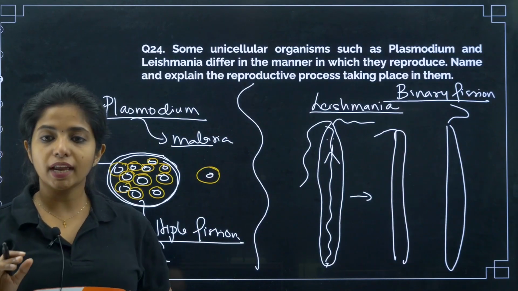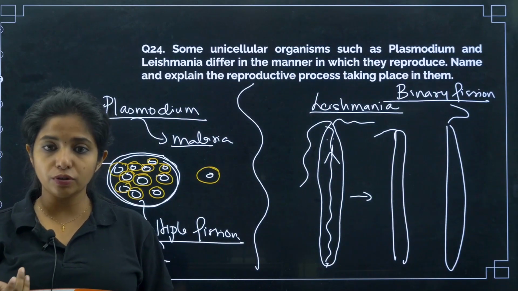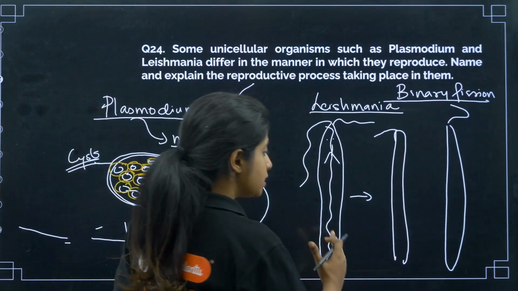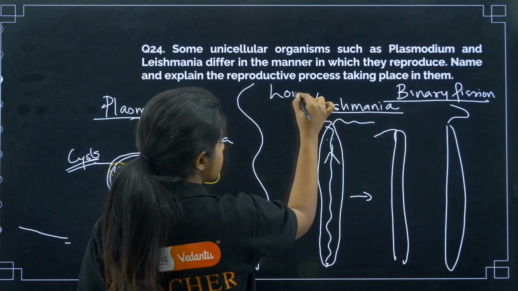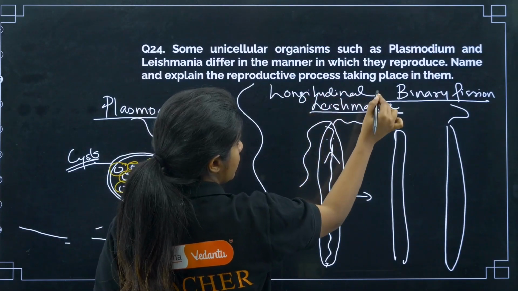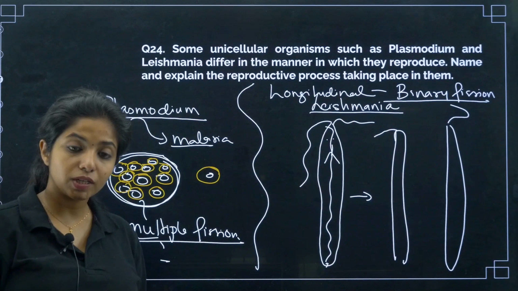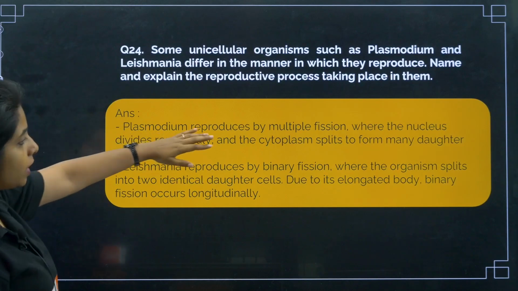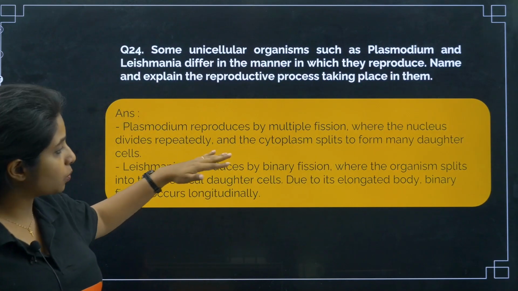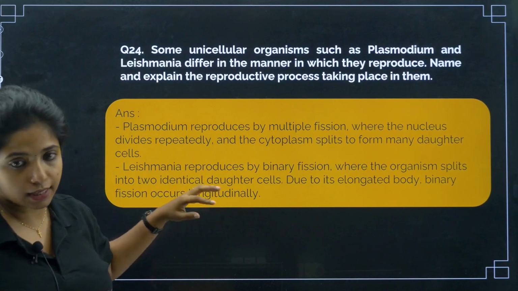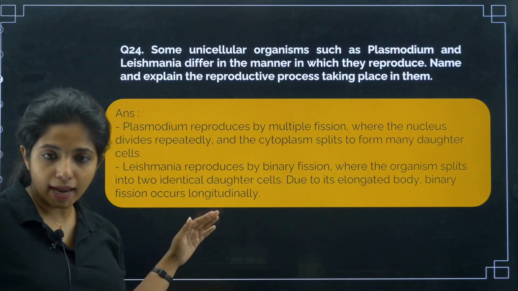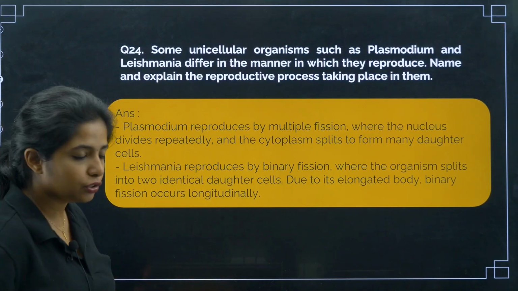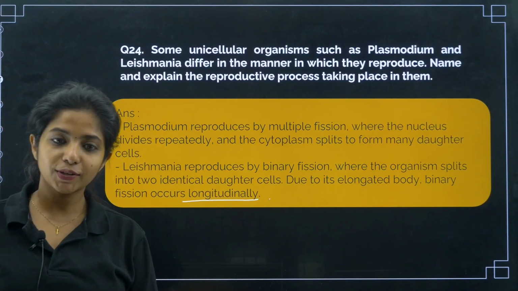Cool. So some unicellular organisms such as Plasmodium and Leishmania differ in the way in which they reproduce because Plasmodium does multiple fission whereas Leishmania does binary fission, and since they are doing it in a longitudinal axis, I will call this longitudinal binary fission. So Plasmodium reproduces by multiple fission where the nucleus divides repeatedly and the cytoplasm splits to form many daughter cells. Leishmania reproduces by binary fission where the organism splits into two identical daughter cells. Due to its elongated body, binary fission occurs longitudinally. Cool.